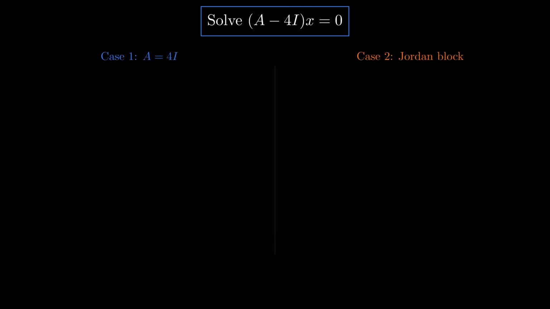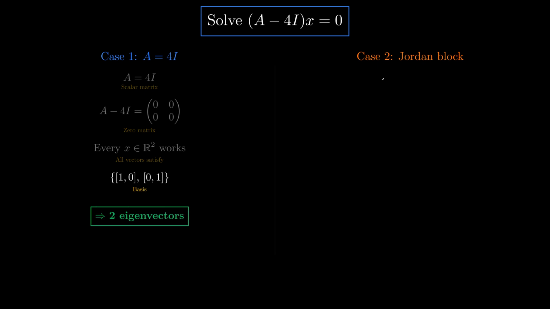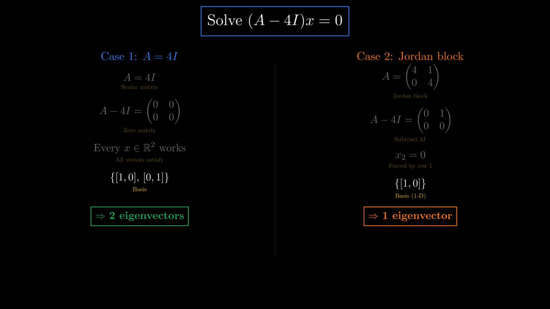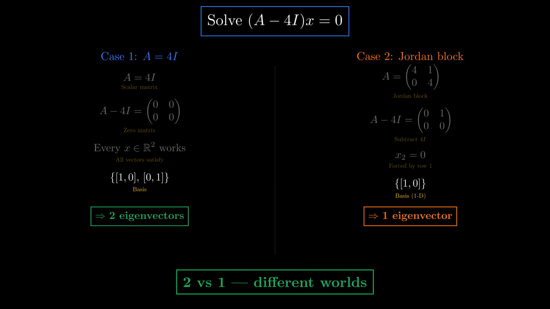Count the independent eigenvectors. An eigenvector for eigenvalue 4 solves (A minus 4I) times x equals 0. Case 1. A is 4I. Then A minus 4I is the 0 matrix, and every vector in R squared works. We get two independent eigenvectors, say 1, 0 and 0, 1. Case 2. A is the Jordan block. Then A minus 4I has 0, 1 on top and 0, 0 on the bottom. That forces the second coordinate to be 0, so the eigenvectors only span the direction 1, 0. We get exactly one independent eigenvector, 2 versus 1.